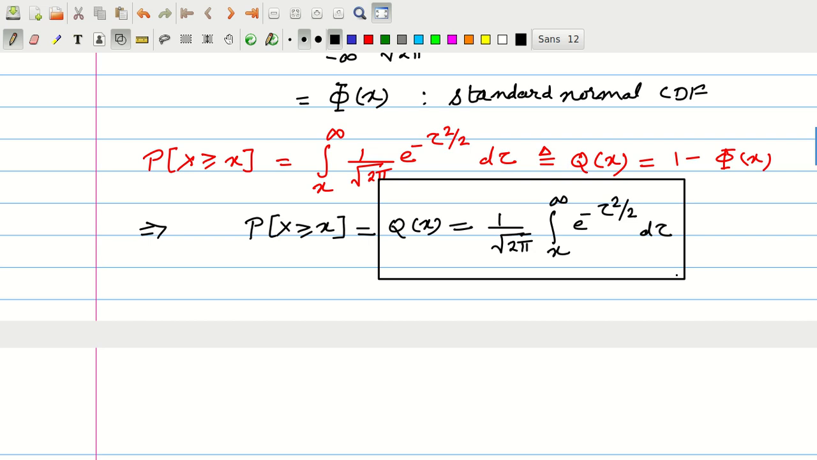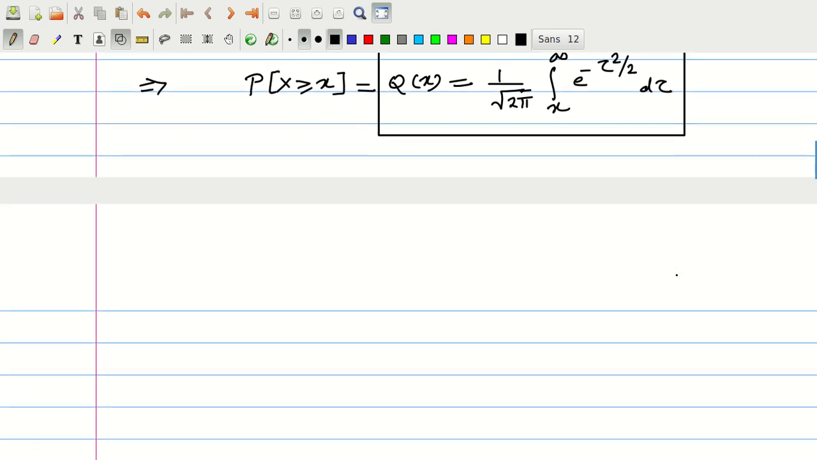However, the values of this integral have been tabulated extensively for a large range of x, and therefore they can be used in computations. The question then arises, can we compute the CDF and therefore the tail probabilities of a general Gaussian random variable with mean not necessarily 0 and the variance not necessarily 1? Can we use the Q function there? The answer is yes, and let us see the procedure.